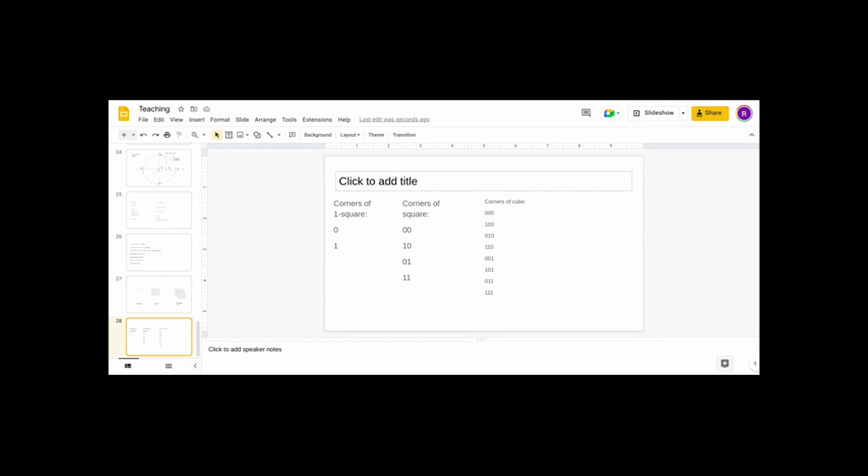Anyone? How many corners will there be in a 4-dimensional cube? Can anyone guess, sir? 16. Yeah. Now we cannot imagine a 4-dimensional cube, but can we write down the corners of the 4-dimensional cube? The 16 corners? Write down their coordinates.